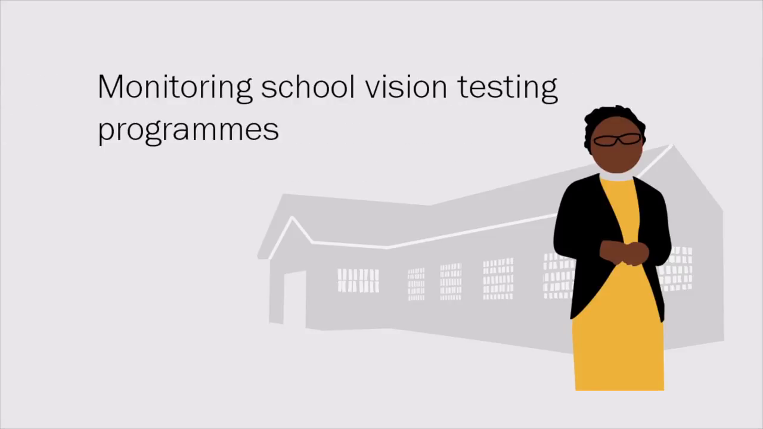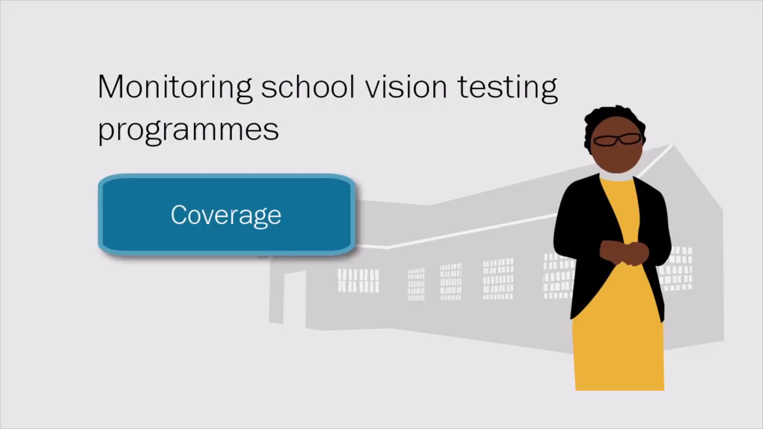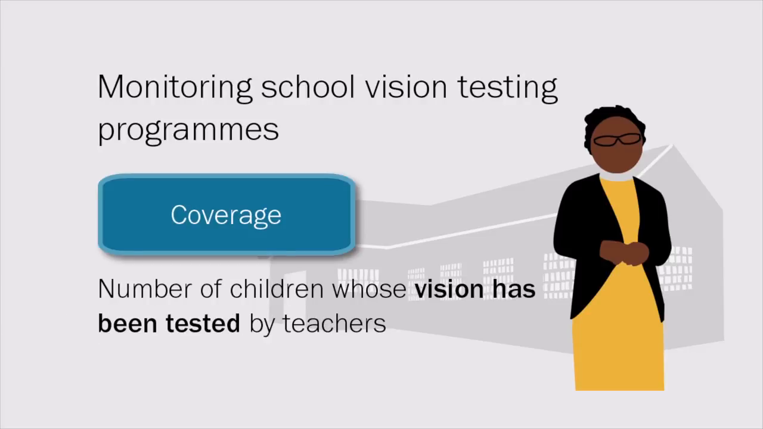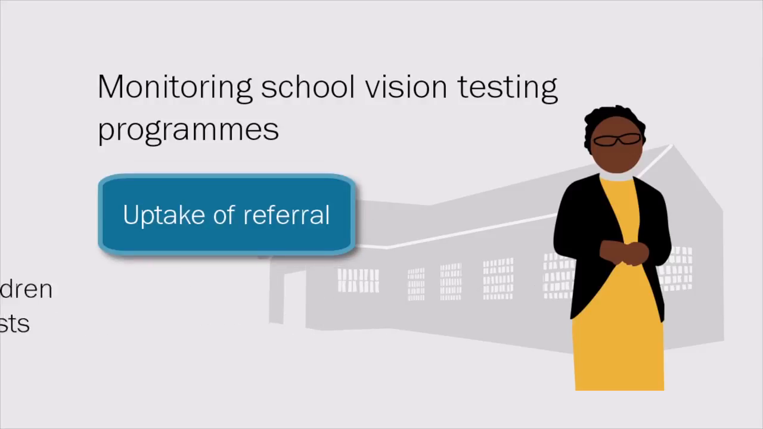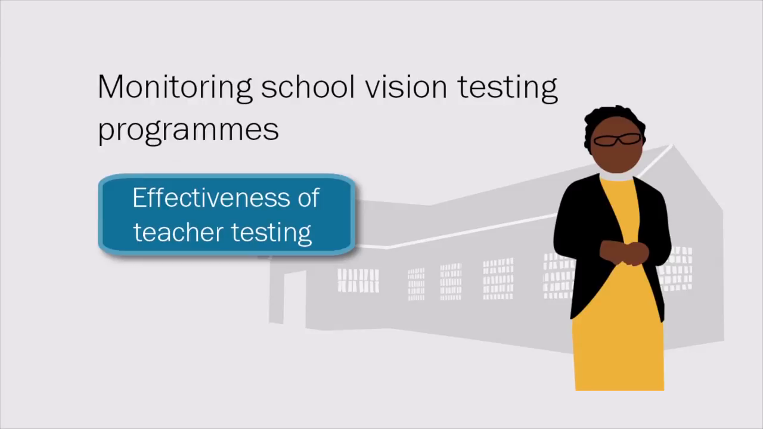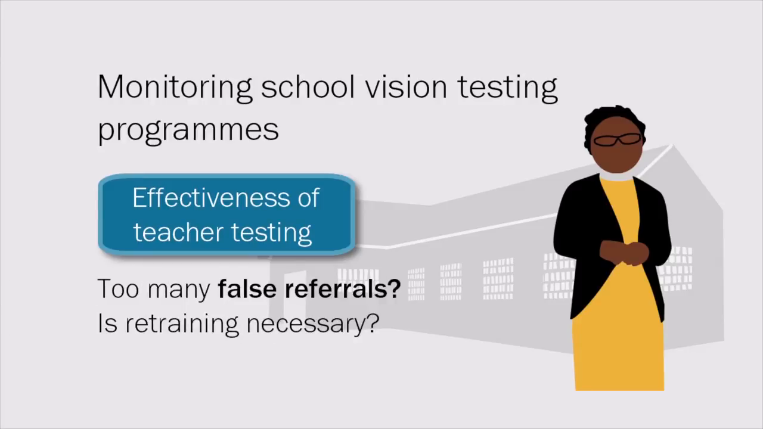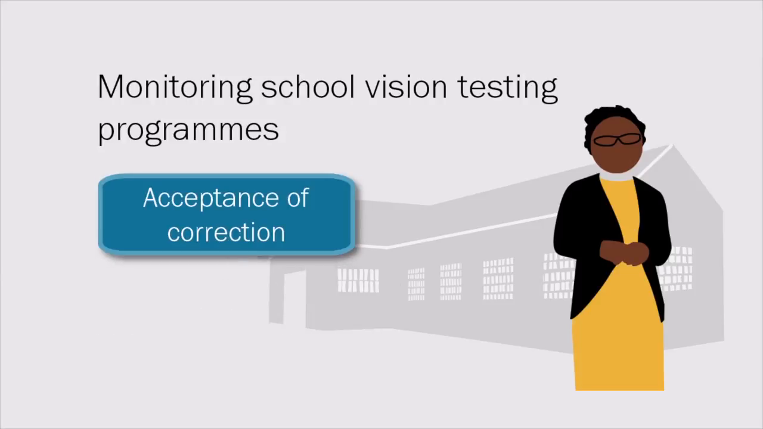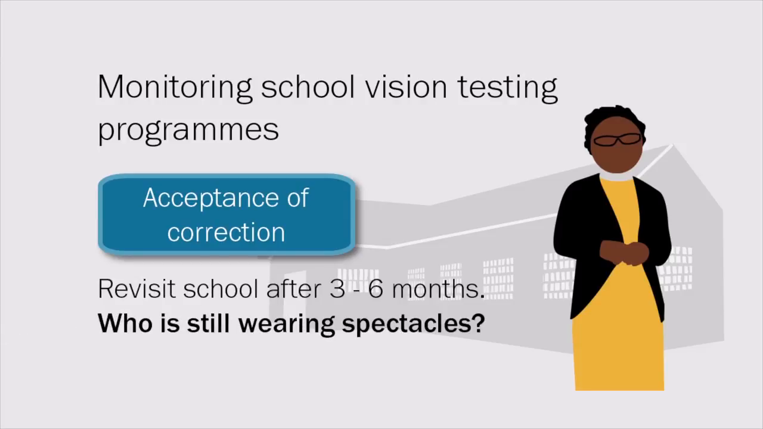Management collect data to monitor school vision testing programs in order to know the coverage. This is the number of children whose vision has been tested by the teachers. Know the uptake of referral. This is how many of the referred children actually present to optometrists. Establish how effective the teacher's testing is. If there are too many false referrals, retraining may be necessary. And understand the acceptance of refractive correction. This is achieved by revisiting the school 3 to 6 months later and identifying which children are still using their spectacles.